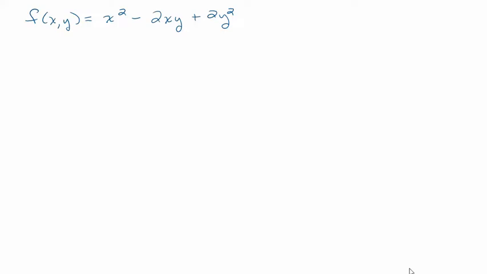All right, let's take a look at the function f of x, y equals x squared minus 2xy plus 2y squared. This is not in your notes, so you might need a separate piece of paper for this. So let's start off by just finding the partial derivatives. So pause the video, find these partial derivatives, and start it when you're ready.